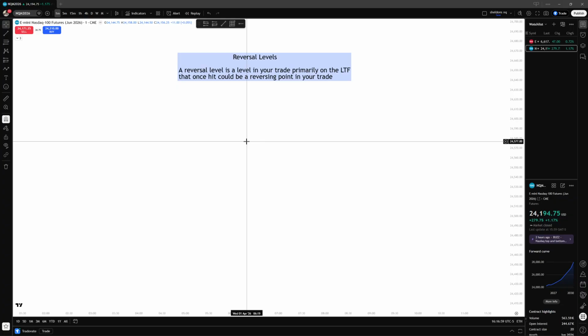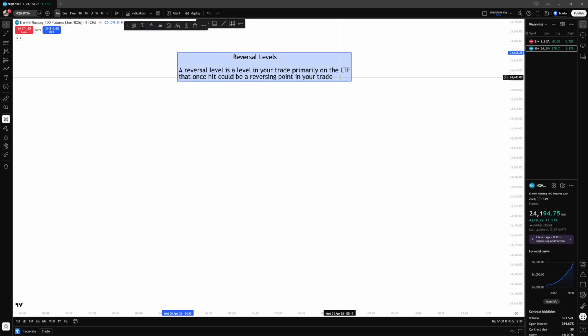So a reversal level is a level in your trade primarily on the lower time frame that once hit could be a reversing point in your trade. I'm obviously going to show real examples on the chart of this, but for now, this is what you guys need to have written down.